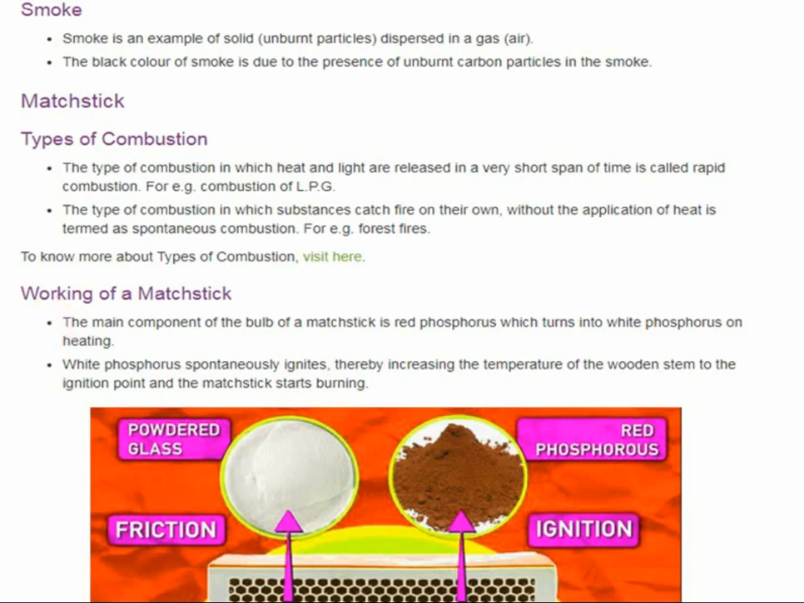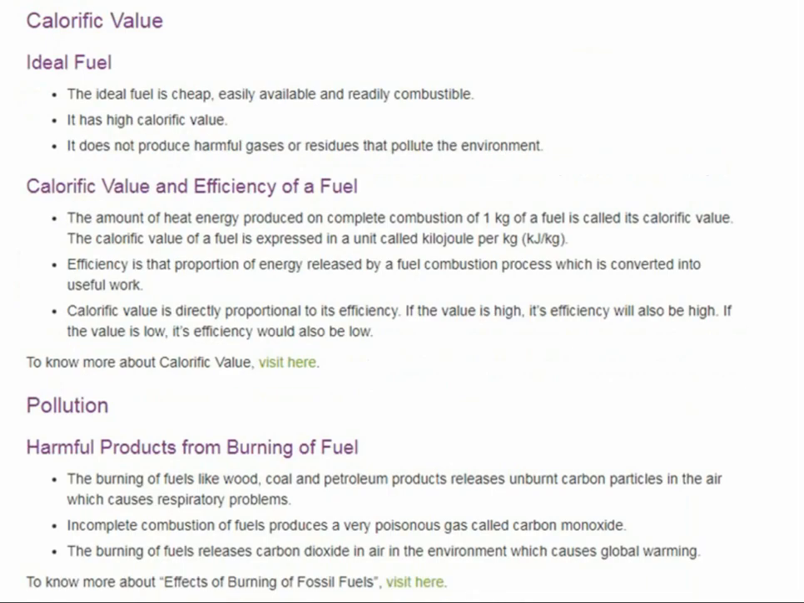So now next we are going to talk about the caloric value. First we are going to talk about what is an ideal fuel. So our ideal fuel must be cheap, easily available and ready to use. It must have a higher caloric value, which we are going to talk about next. It does not produce harmful gases or any residues behind that pollute the environment. But as a disappointment, we don't have any kind of fuel that matches all these criteria. So we don't have any kind of ideal fuel.